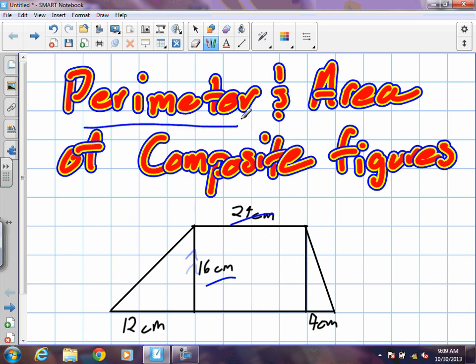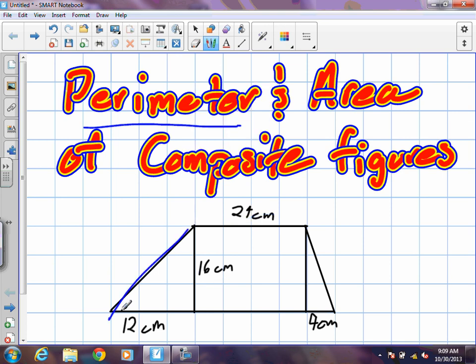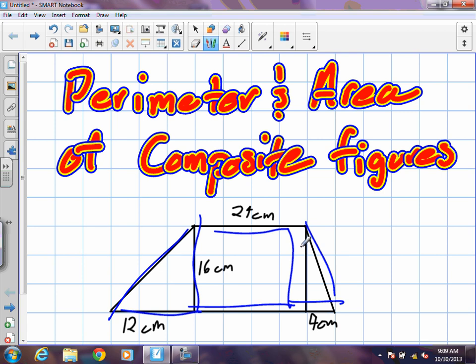So to find perimeter, what are we specifically looking at? Are we looking at the distance around all of the shapes involved? Yes or no? Who says yes? Two people? Who says no? Why not? Because you're just looking at the outside of every shape, not inside the shape. That's right. So if we're looking for perimeter, we're looking at the outside of this shape.